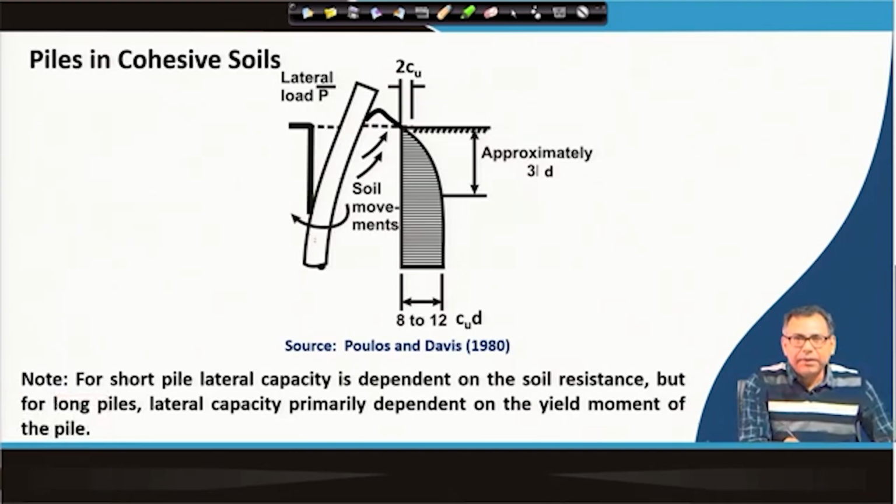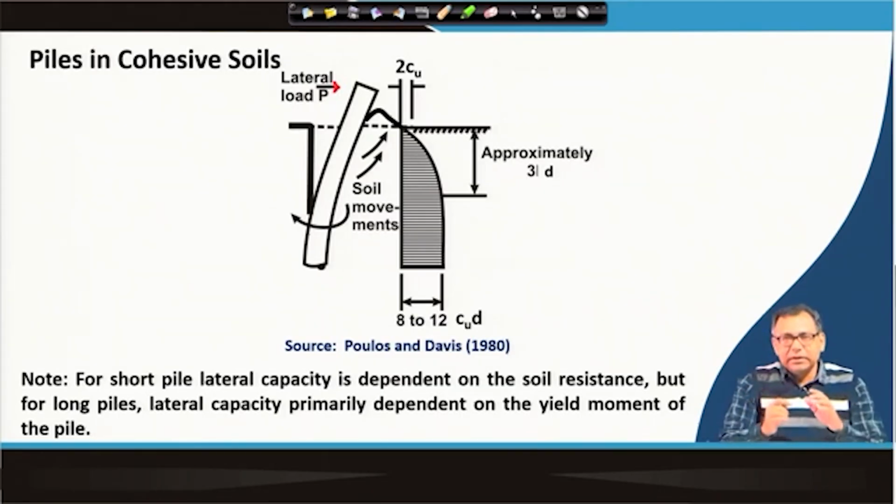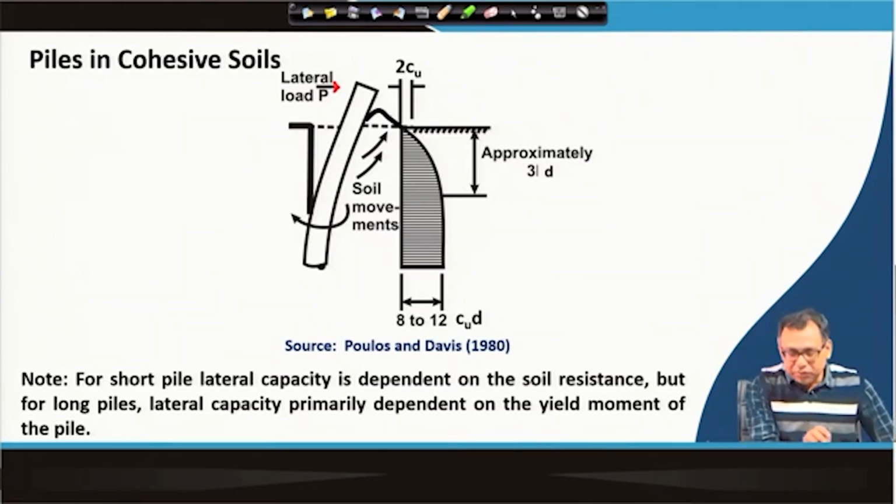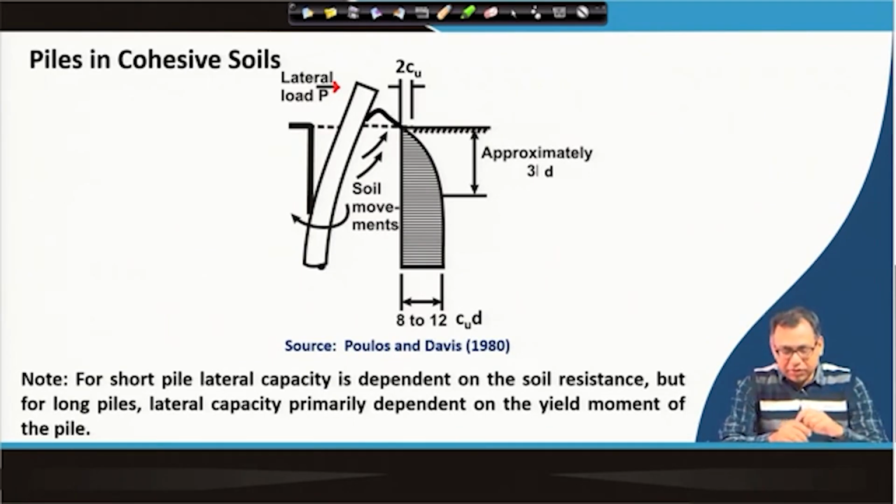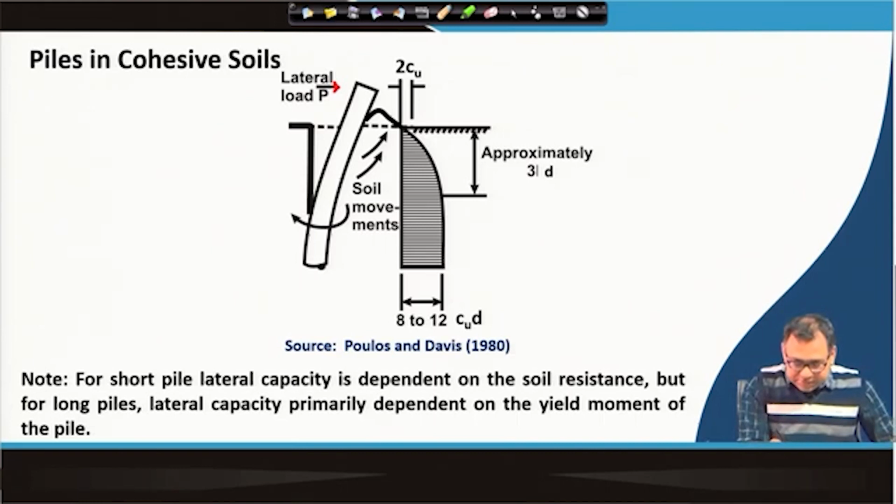Suppose this is the pile which is subjected to lateral load P. So, this pile is subjected to a lateral load P, and then this pile will get a resistance from the soil, because it is moving in the lateral direction as the load is applied laterally. So, it will get a resistance from the soil. That type of resistance is drawn, or the pressure that pile will be subjected to from the soil due to the lateral movement, that is also represented here.